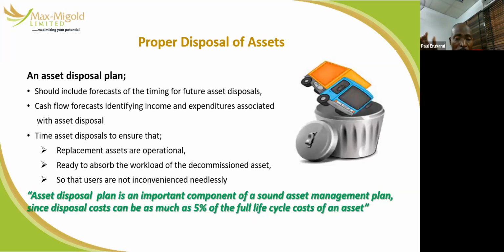Your asset disposal plan should include a forecast of the timing for the asset disposal. What is the time frame you're going to dispose of that asset? A cash flow forecast identifies income and expenditure associated with what? Asset disposal. At times when you are selling a car, a company car, it's an asset. With that, you are getting money back into the company. You are gaining money. But when you are bringing down a building, you are spending money. That's where income and expenditure come in when you are disposing of an asset.